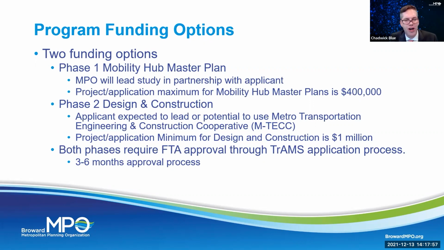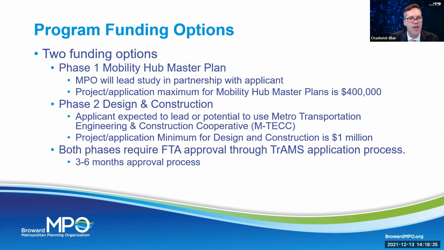As I mentioned earlier, both phases require that FTA approval through TRAMS. Typically, it's a 3 to 6 month process, but it is something that we like everyone to be aware of, because as we try to make this as seamless and as quick as possible, there are some steps that need to be taken, and some of it has to do with our transportation partners in Washington and Region 4.